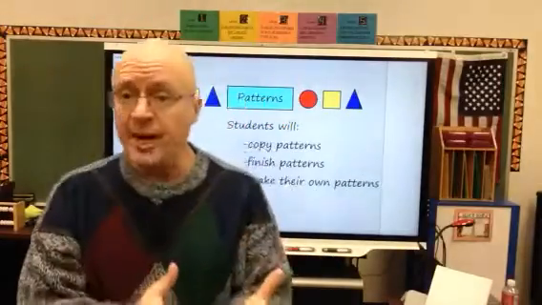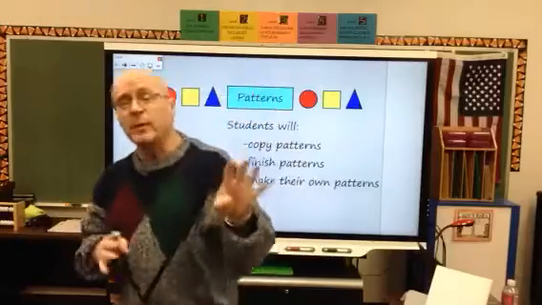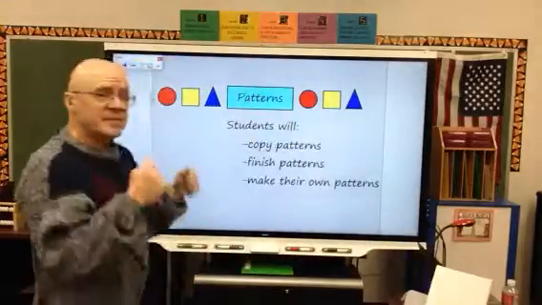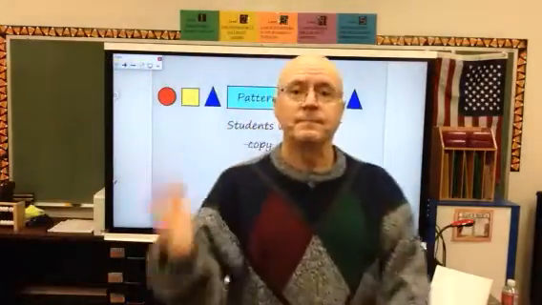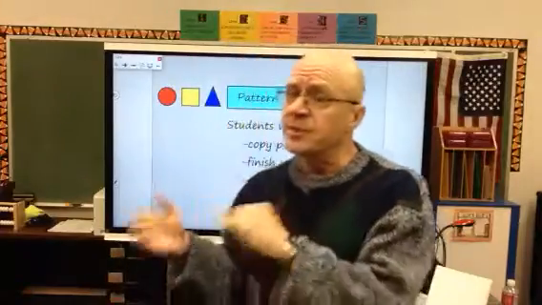Last week we talked about shapes, circles, triangles, and all that jazz. This week we're going to talk about patterns. And you might ask yourself, what is a pattern? A pattern is something that repeats. It does the same thing over and over and over again. It never changes. If it doesn't do the same thing, then it's not a pattern.